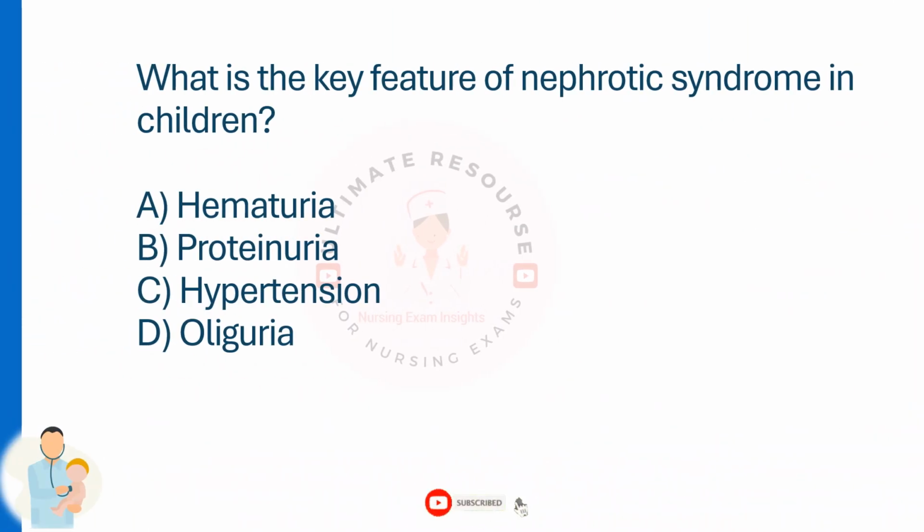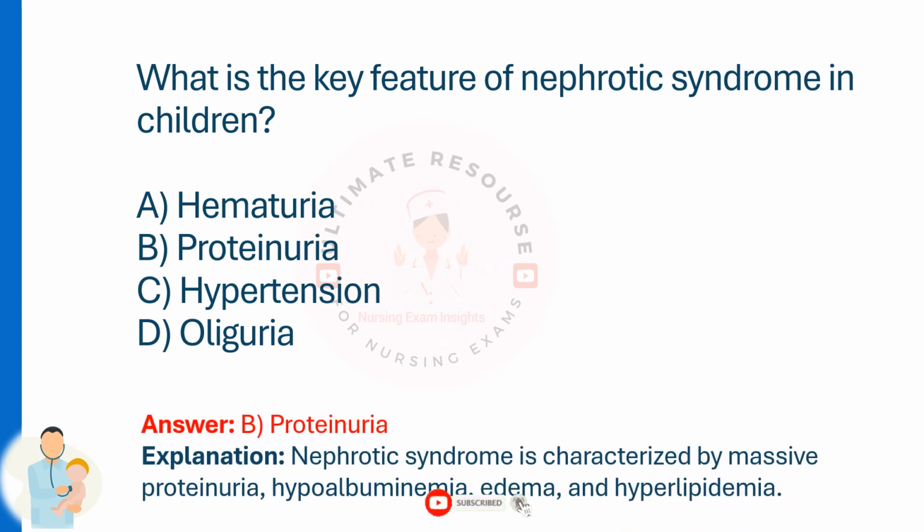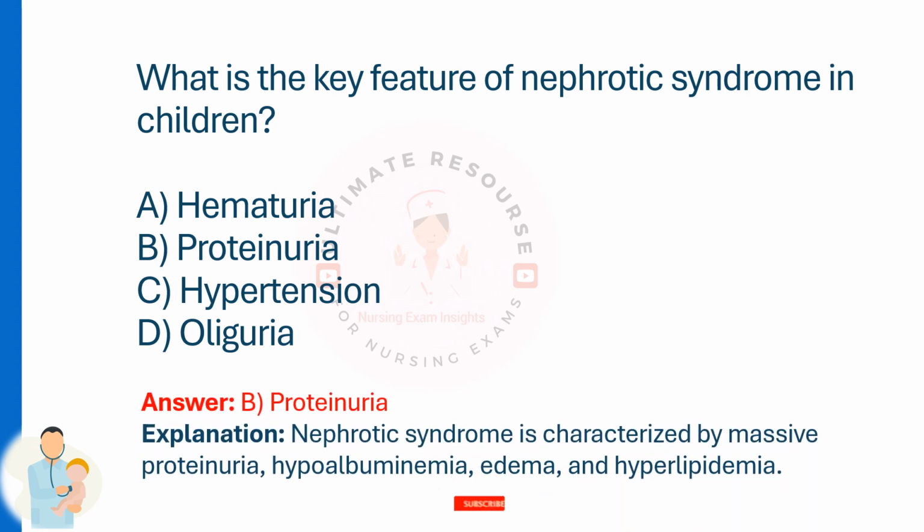What is the key feature of nephrotic syndrome in children? Options are A. Hematuria, B. Proteinuria, C. Hypertension, D. Oliguria. The answer is B. Proteinuria. Nephrotic syndrome is characterized by massive proteinuria, hypoalbuminemia, edema, and hyperlipidemia.